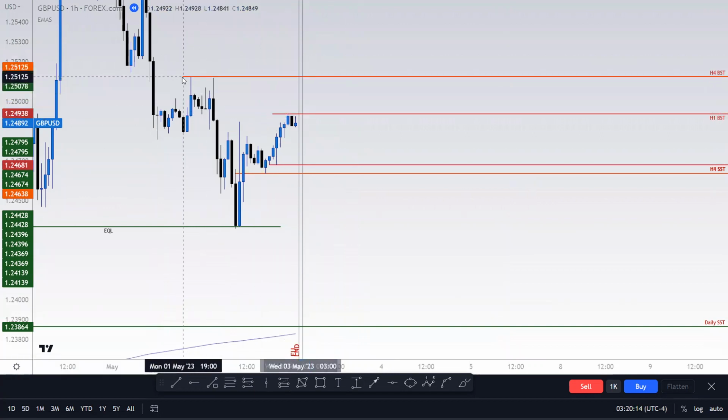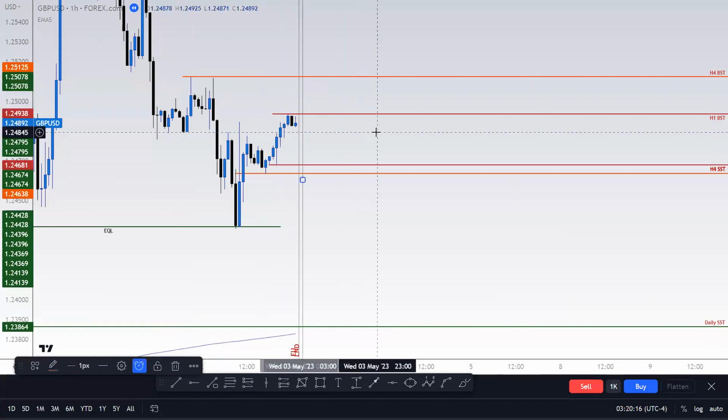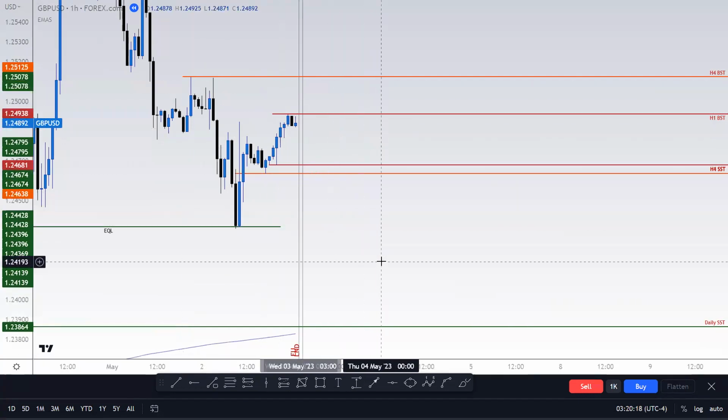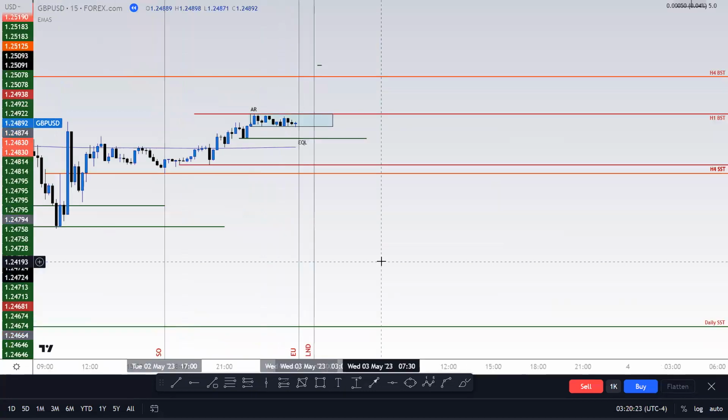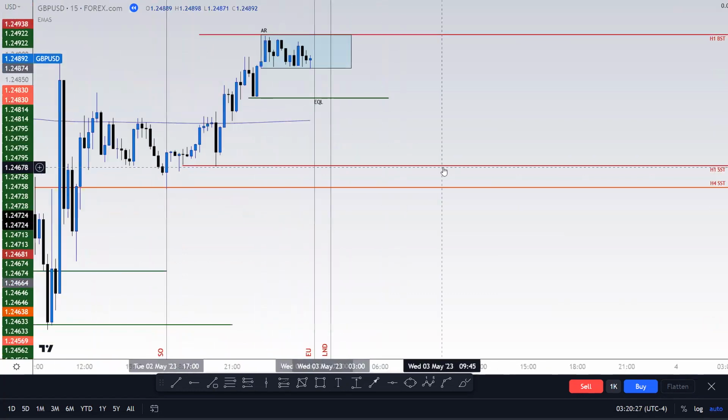So just going to take this back. Also, we have equal highs, something to be aware of. Okay, so this is a very defined range. Now, if we go down to the 15 minutes time frame, now the question is, okay, what can we see on the 15 minutes time frame?